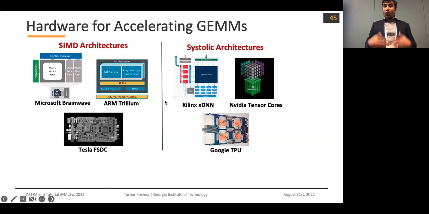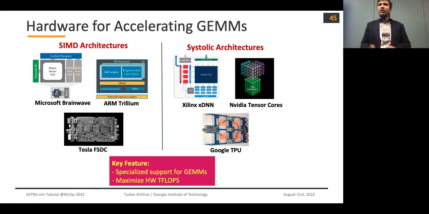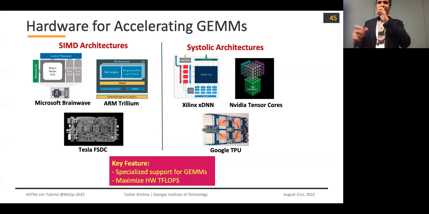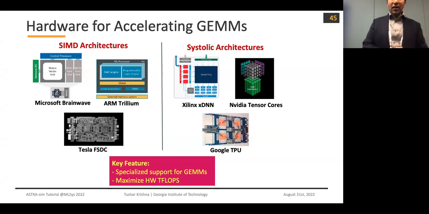So it's no surprise that, on the NPU end, there has been a lot of interest in developing enhancements that optimize for these GEMMs. Either there are architectures that are focused on SIMD units as the basic building block, or architectures focused on more systolic-like units, which are focused on matrix multiplication. But the key feature you'll see, whether it's customized accelerators, tensor cores in a GPU, or even CPUs today, is specialized support for GEMMs. The focus is to maximize the number of teraflops we can get in hardware.